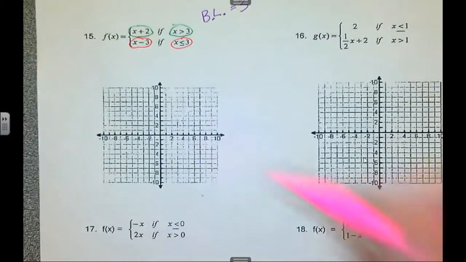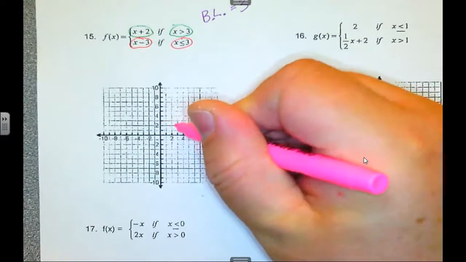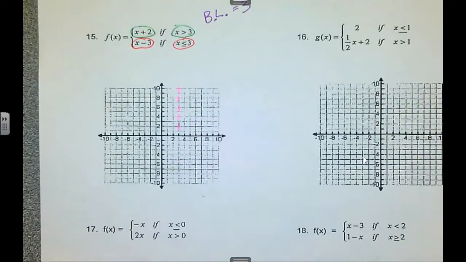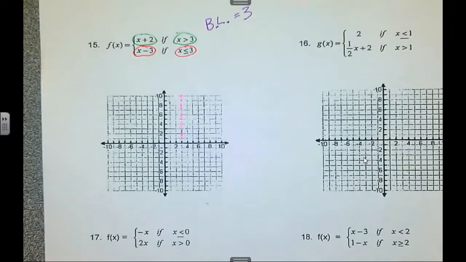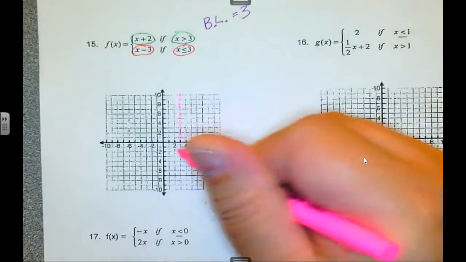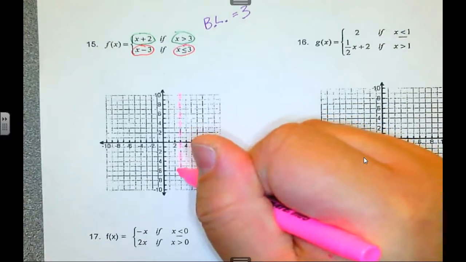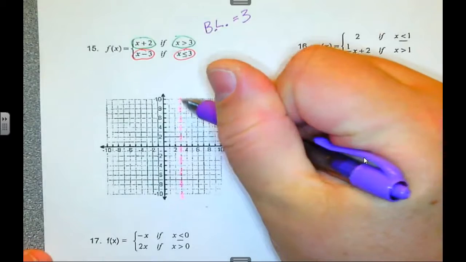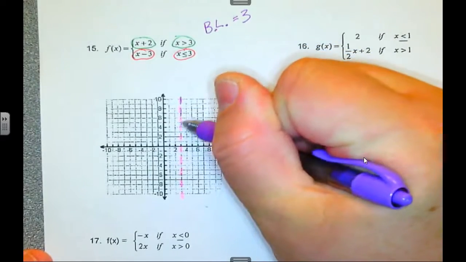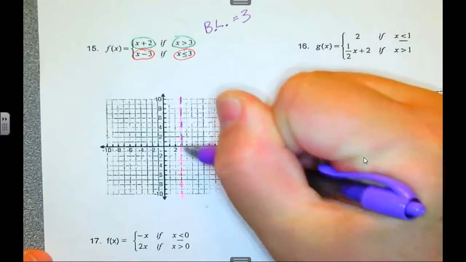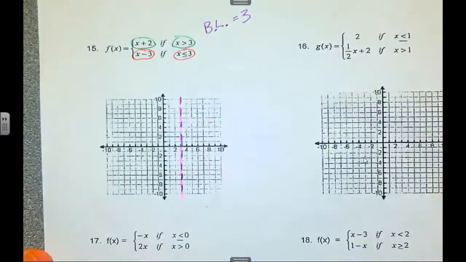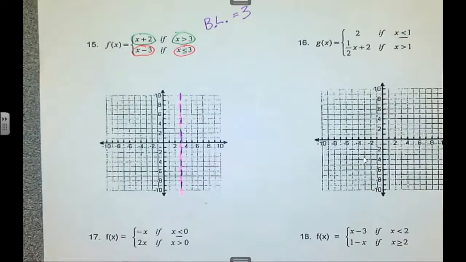Let's see if this color works better. I already like it better. Can you make them a little bit bigger? That's not very good either. Just get a black marker, dude. Can you see it? Okay, there's my boundary line. X equals 3.